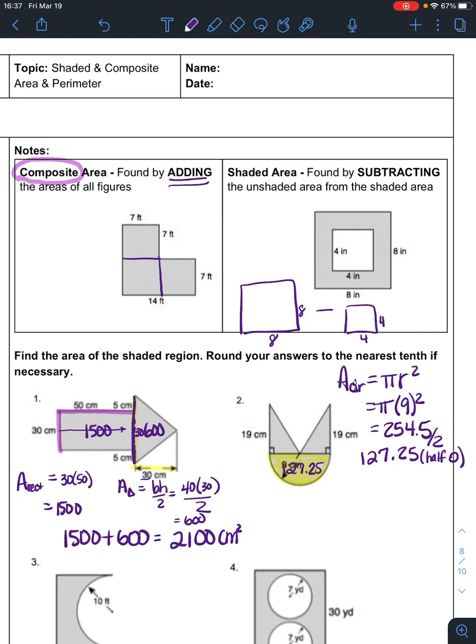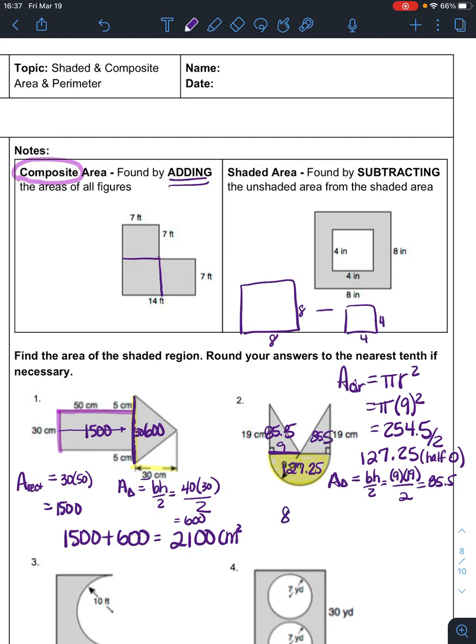Then I need my triangle. Now, just like we found earlier, that was 9, because that is still part of the triangle. So let's find the area of the triangle. Well, the area of the triangle is base times height divided by 2. So I have my base, which was 9, and my height, which is 19, divided by 2. So 9 times 19 divided by 2 is 85.5. This one is 85.5. The other one is the same size, so it's 85.5.